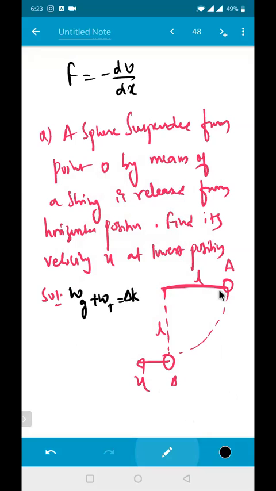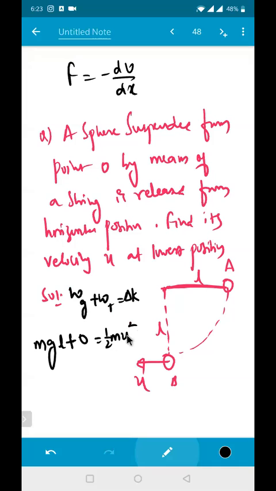Tension and force are perpendicular to the displacement, and the displacement is in the downward direction. So the work done by the tension will be 0. Work done by gravity means potential energy, mg into L, plus the work done by the normal or tension, which is 0, must be equal to half m u square.